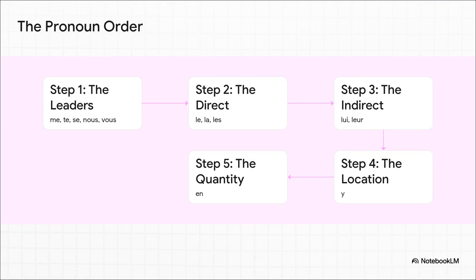At the very top, the VIPs are me, te, se, nous, vous. They are the leaders of the pack. They always go first. No exceptions. Right behind them, you get the direct objects, le, la, les. Then come the indirects, lui, leur. And bringing up the rear, you have our specialists, y for location and, dead last, en for quantity. That's the order, every single time.